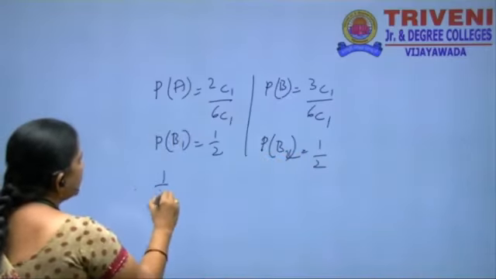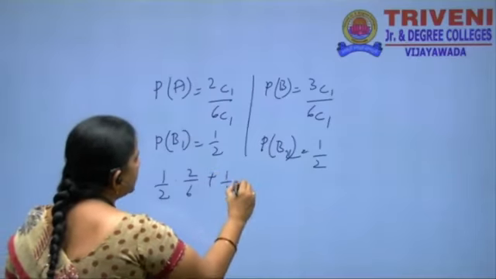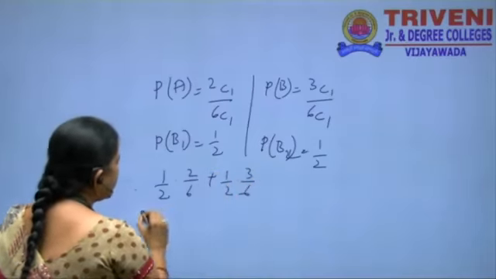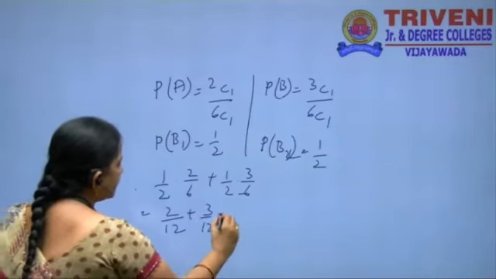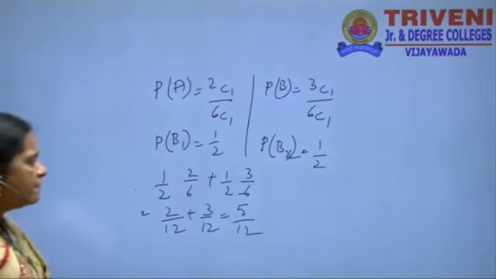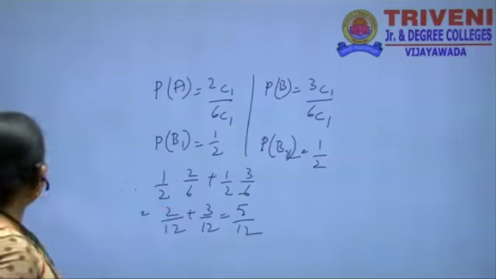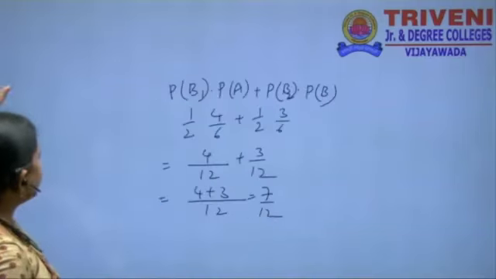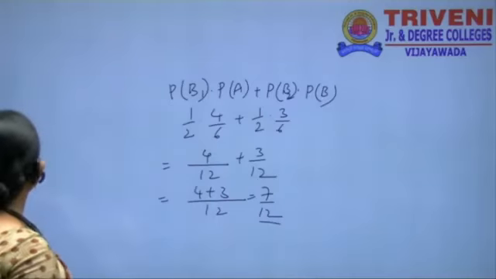Therefore, 1 by 2 into 2 by 6 plus 1 by 2 into 3 by 6. That is 2 by 12 plus 3 by 12. Here also the denominator is the same, so we get 5 by 12. The probability of the black ball is 5 by 12 and of the white ball is 7 by 12. Okay, we are going to the next one.